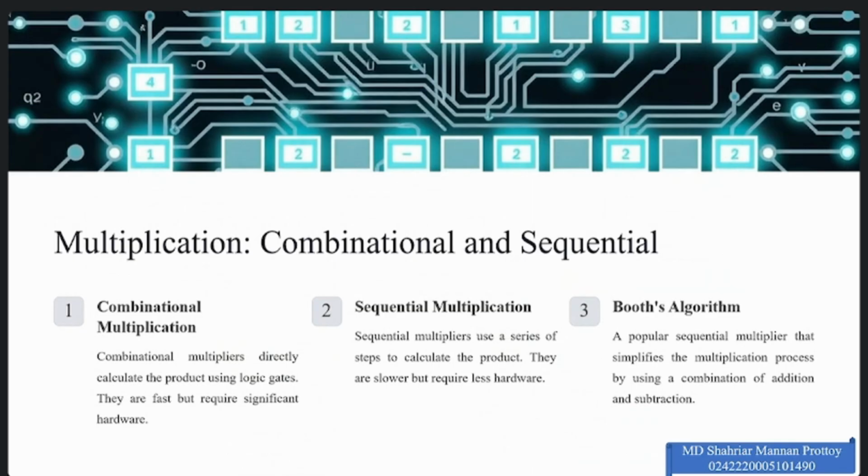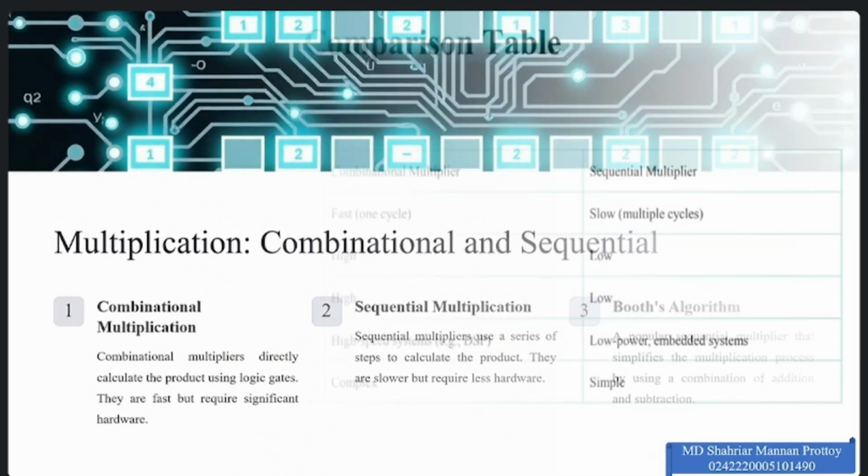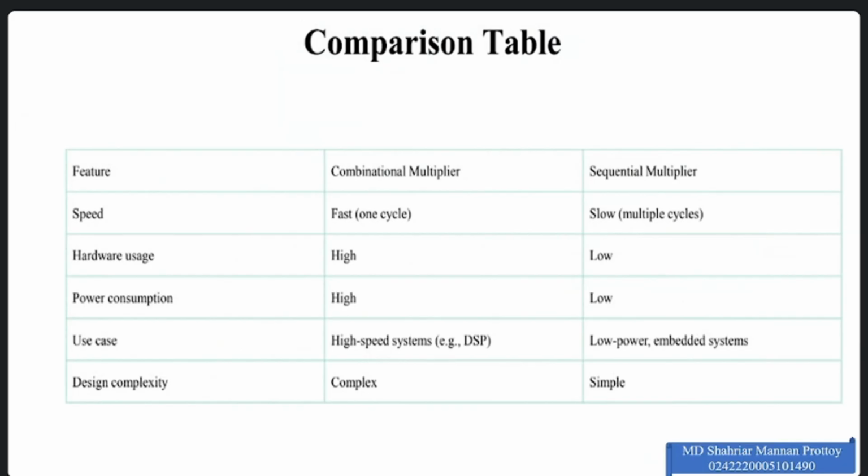On the other hand, sequential multiplications use a series of steps to calculate the product. They are slower but require less hardware. We can talk about Booth's algorithm, a popular sequential multiplier that simplifies the multiplication process by using a combination of addition and subtraction. So let's compare these two multipliers.